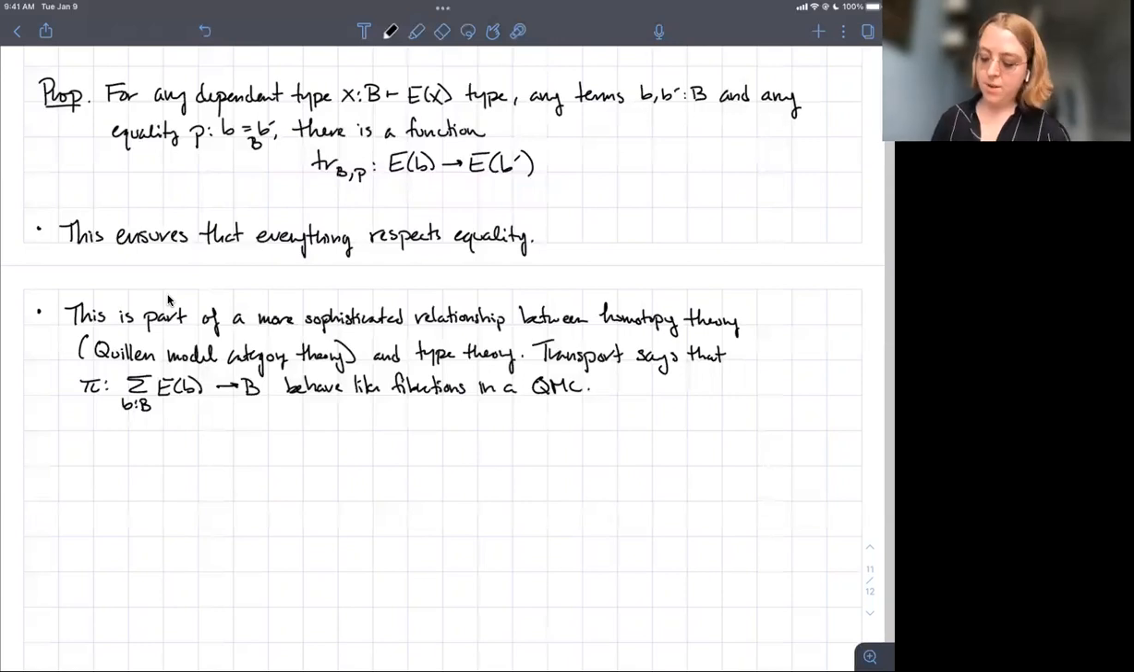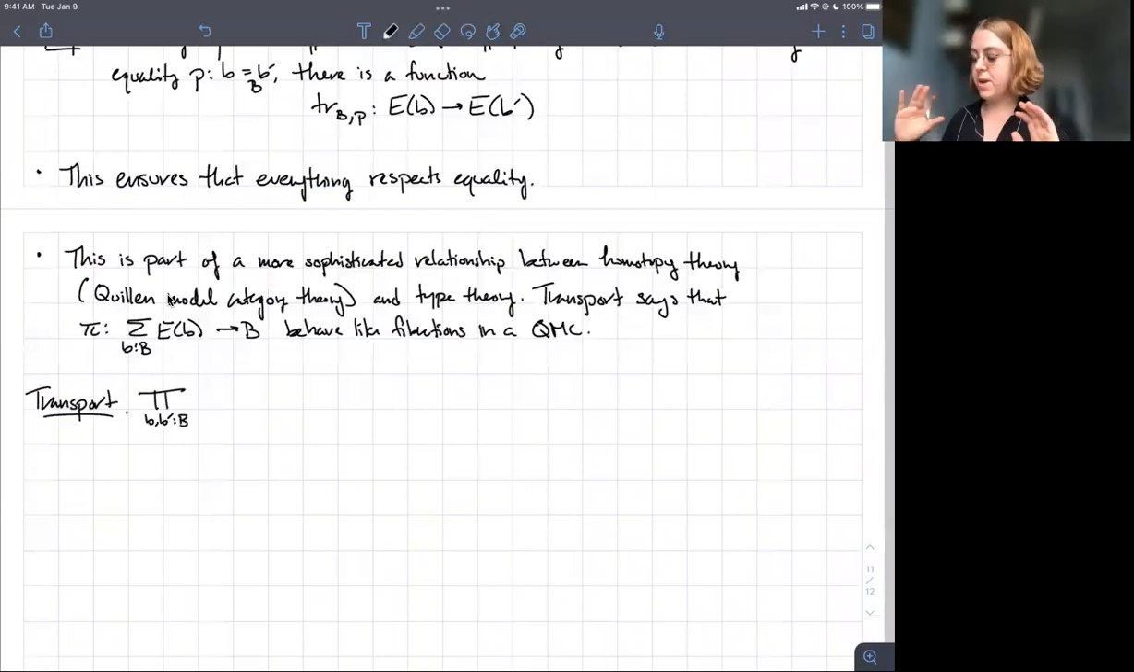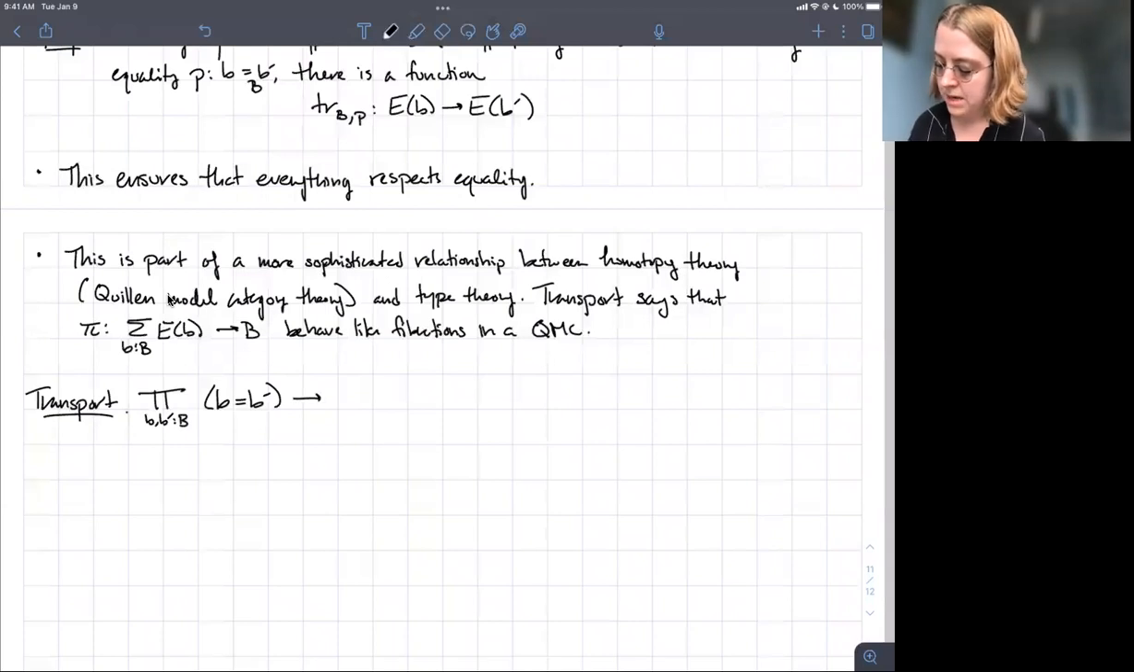Right, let's derive transport really quickly, in the time we have left. So transport says that we're not going to quantify over the type B because we don't have the tools for that yet. But for any two points of a given type B that we know about, or any path in B from B to B prime, for any guy in E B, we get a guy in E B prime.